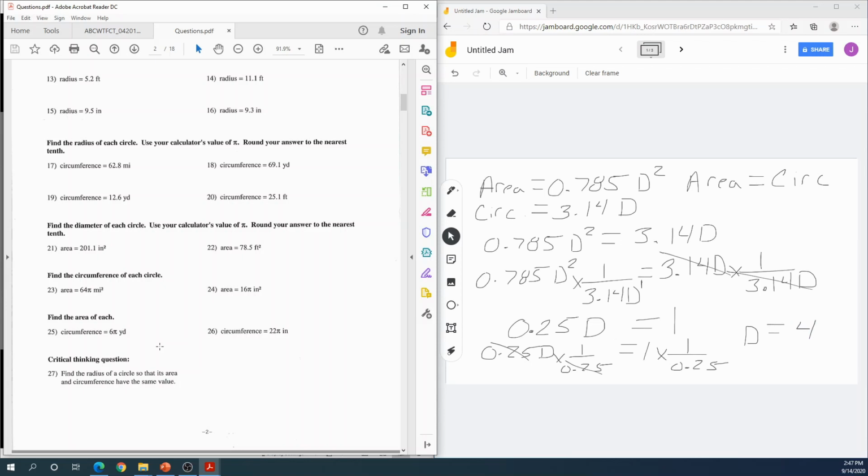Now going back to our original question, it asks find the radius. We know our radius is half of our diameter, so r is equal to 2. So if you guys have a calculator, you could run through this a lot faster, but I wanted to break it out and show you how we're going to be tracking units for future problems.